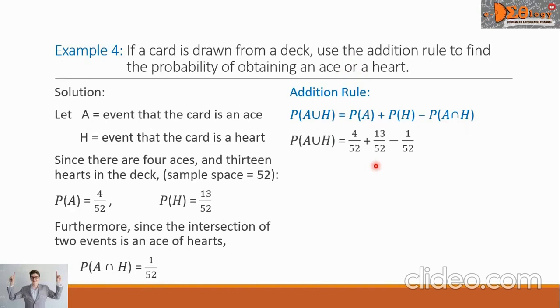So we do the substitution. P of A is now 4 over 52 plus P of H is 13 over 52 and minus P of A intersect H, that is 1 over 52. And when we do the operation, we have 16 over 52. We reduce this to lowest terms, and that will be equal to 4 over 13. This is now our final answer.